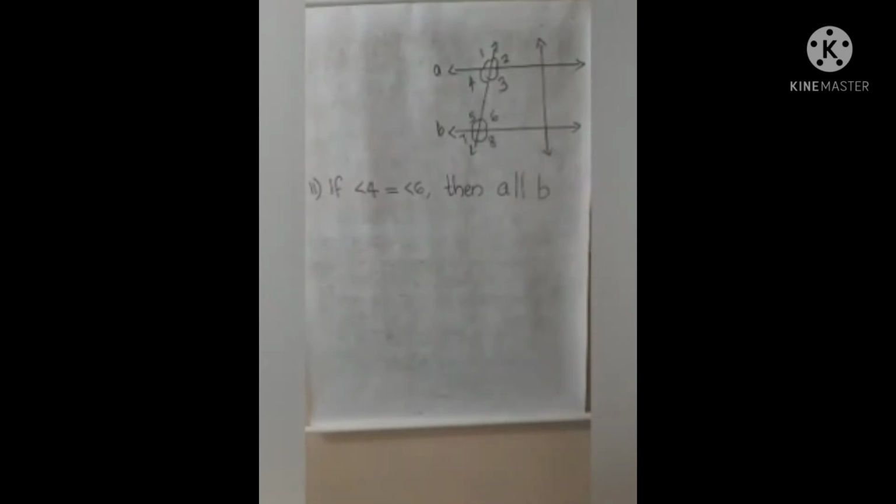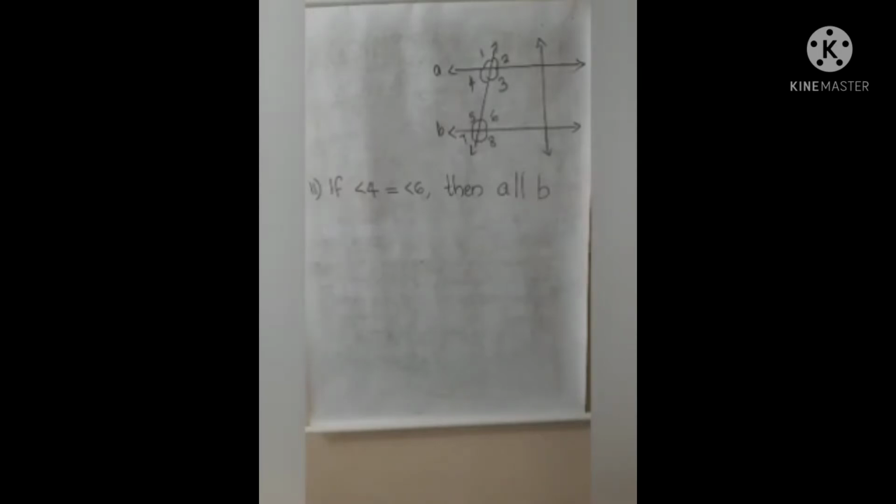So what type of angle is this angle 4 and angle 6? Can anyone say? Yes, very good. They are alternate interior angles. Angle 4 and angle 6 form a pair of alternate interior angles. So what? It is equal. In the question, it is given that this pair of alternate interior angles are equal. Then what can you say about the lines?